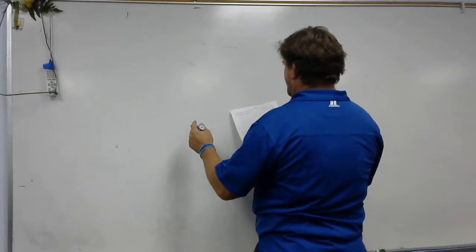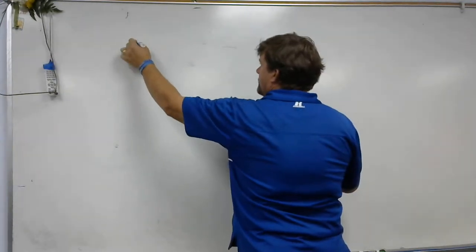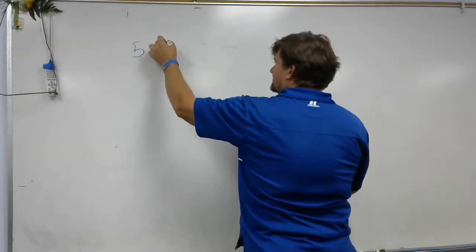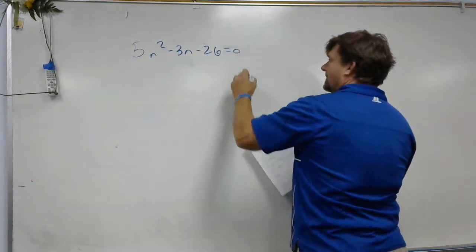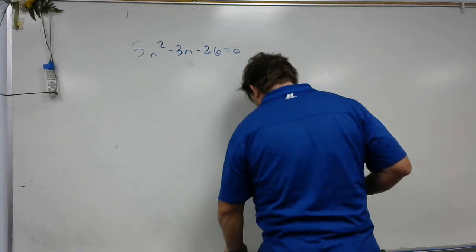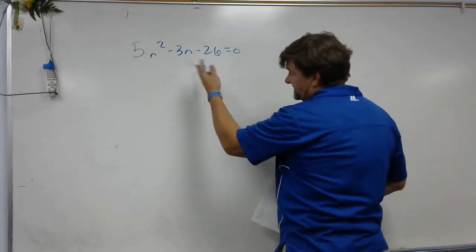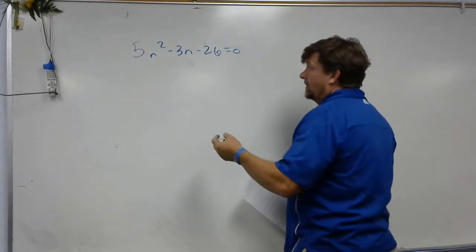Number 4. I'm going to set it up for you, and you can do the work in the calculator. N squared minus 3n minus 26 equals 0. So, they want you to solve this one. You can factor it if you want to. I'm not going to factor it because I wouldn't want to.